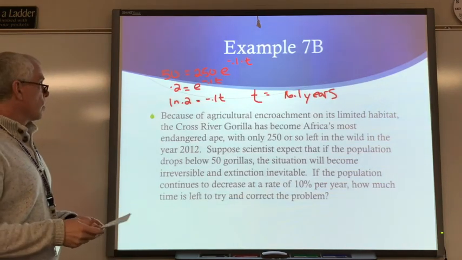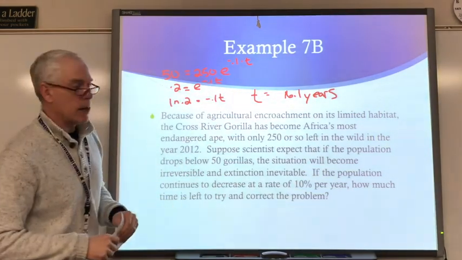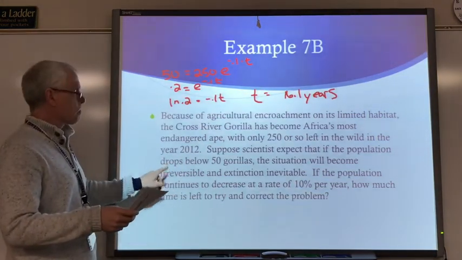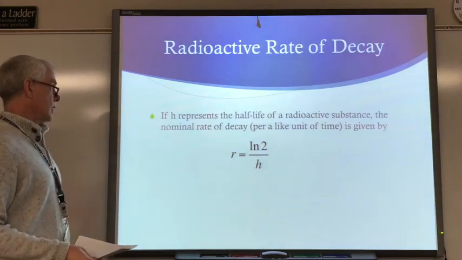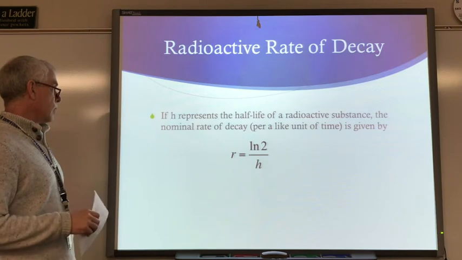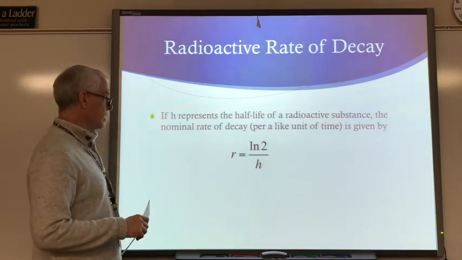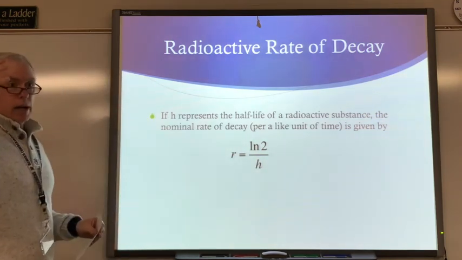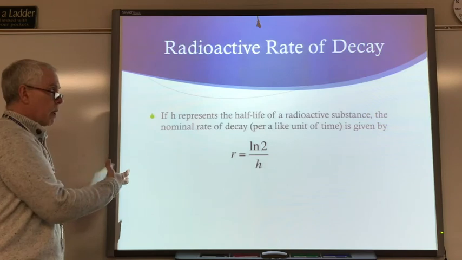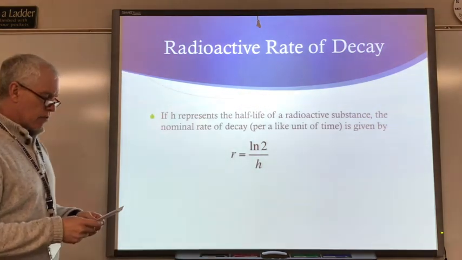Okay? So the only difference between growth and decay is, for decay, you've got to have a negative up there for your rate, and you've got to be careful of that. Okay? All right, so if I'm dealing with radioactive rate of decay, and we talk about half-life, if H represents the half-life of a radioactive substance, then the nominal rate of decay is the ln of 2 over that half-life. So when we talk about exponential decay, the same formula applies that we used before, but my growth rate will be calculated using that formula.